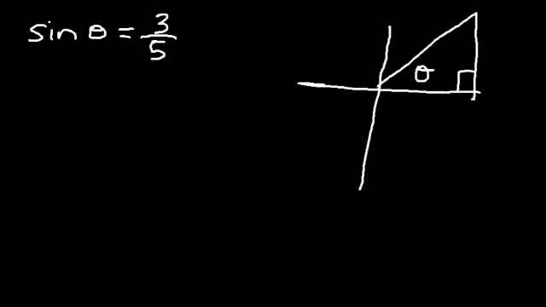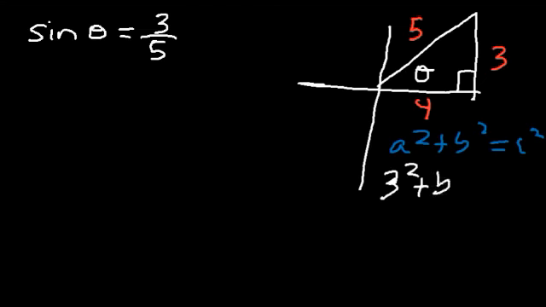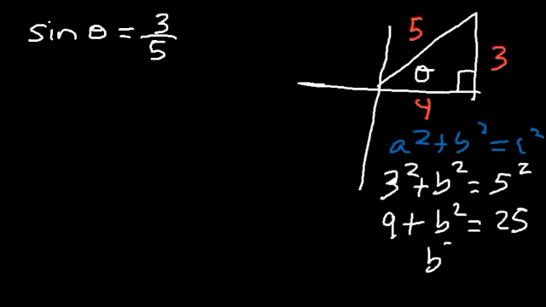Sine is opposite over hypotenuse, so the opposite is the 3 part, the hypotenuse is 5. This is the 3, 4, 5 triangle. If you use the Pythagorean theorem, you could come up with the same equation. It's a squared plus b squared is equal to c squared. So it's 3 squared plus the missing side squared, which we'll call b squared, and we have the hypotenuse, which is 5. 3 squared is 9, and 5 squared, that's 5 times 5, which is 25. 25 minus 9 is 16, and the square root of 16 is 4. So thus we have the 3, 4, 5 triangle.